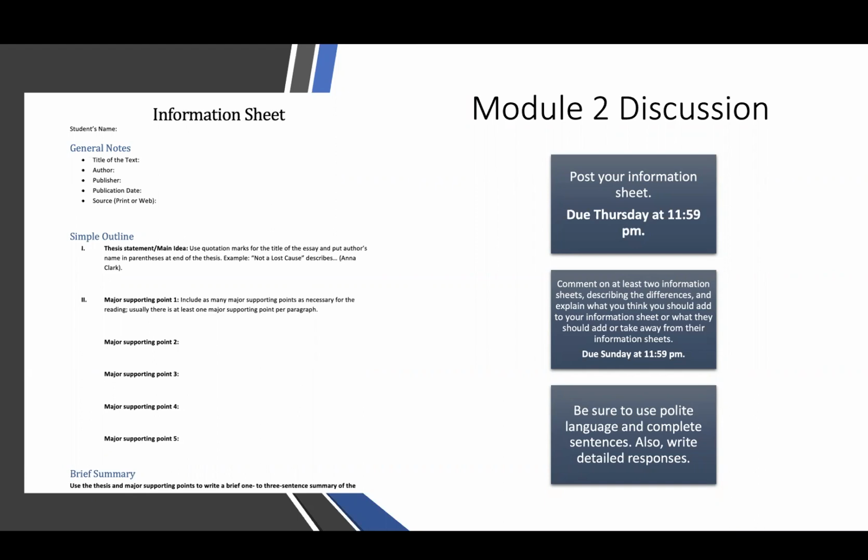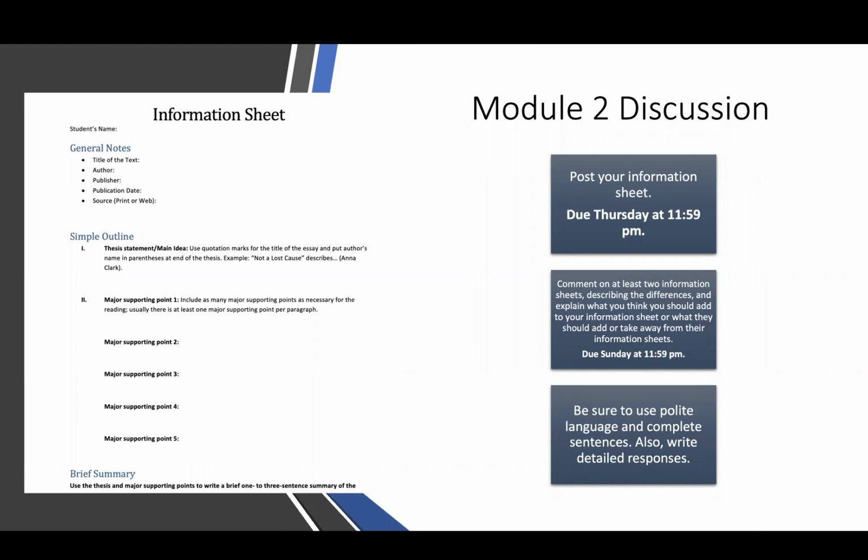You're asked to create a simple outline. And so this outline should include the thesis statement, or what you think is the main idea of the piece, and then the supporting points that you see. Typically, there may be 1 supporting point per paragraph or per section. And so you're really trying to capture what you think are the author's main points that the person is explaining. This will help you to create a brief summary.